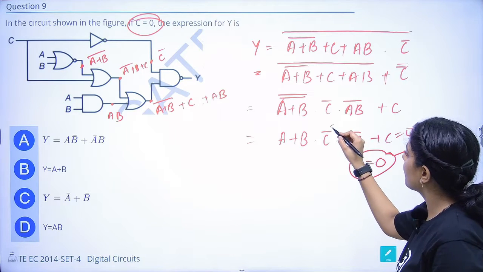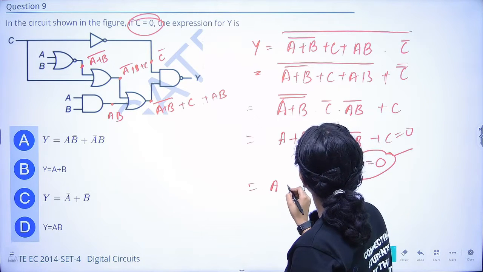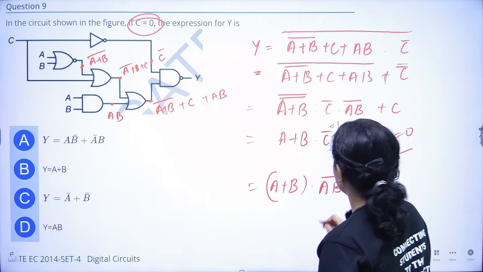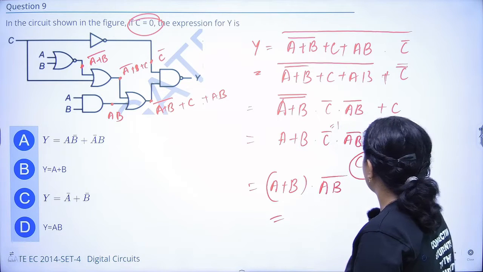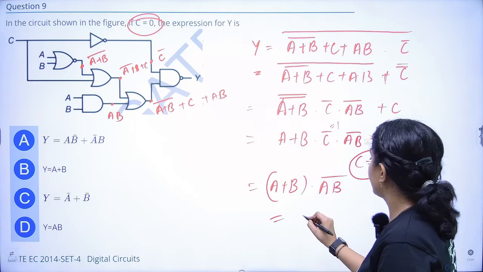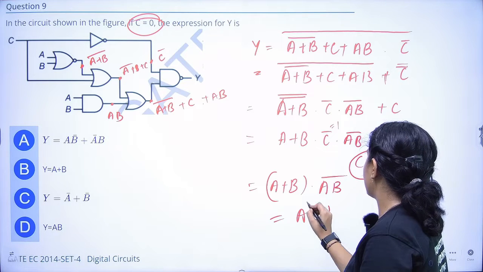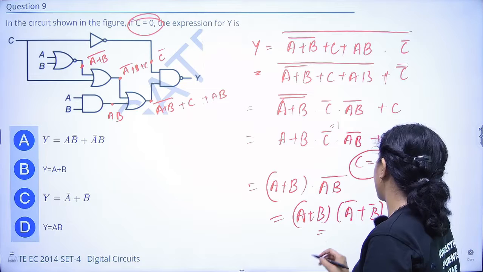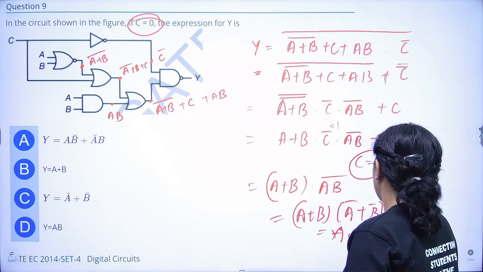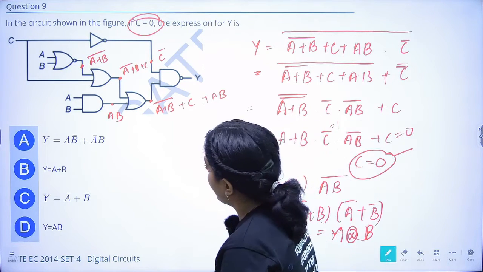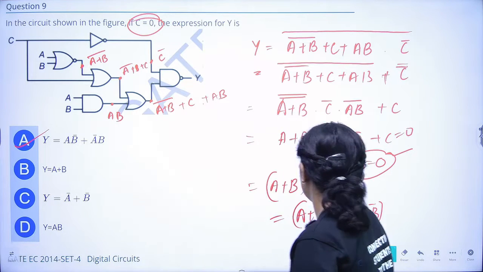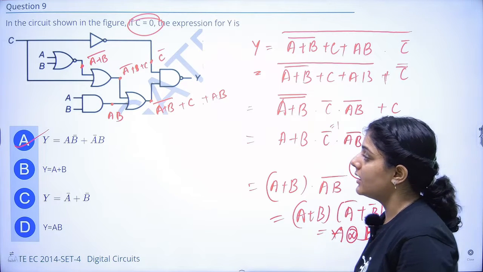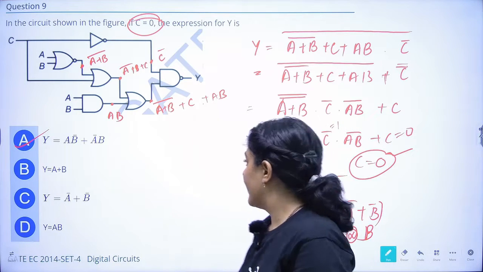This will become 0. This will become 1. So it will be A plus B dot AB bar. So it will be (A plus B)(A bar plus B bar). This is nothing but the POS form of A XOR B. A XOR B is what you can write. A XOR B is AB bar plus A bar B. Right?